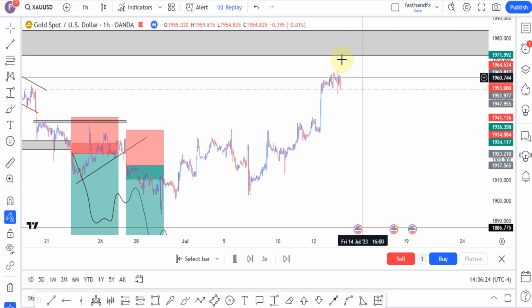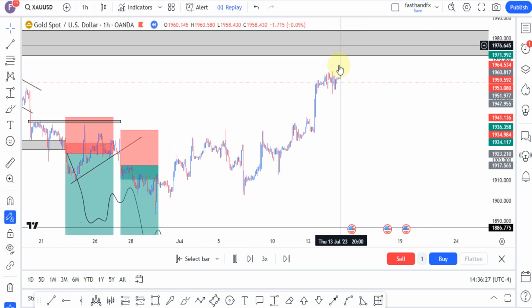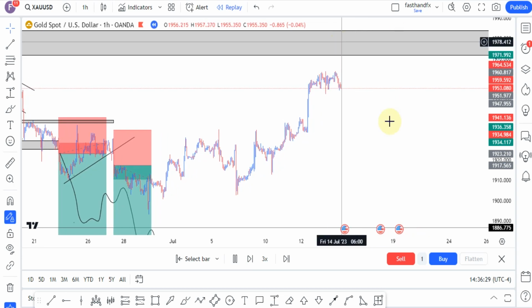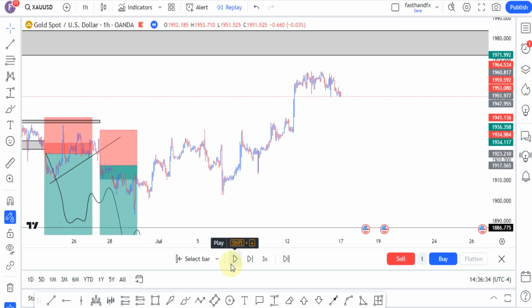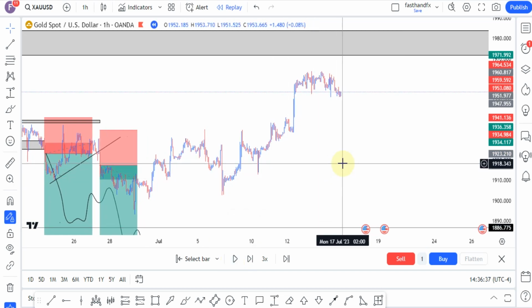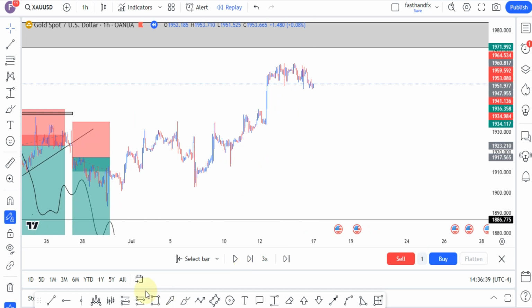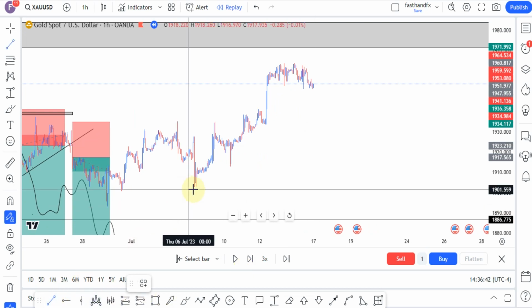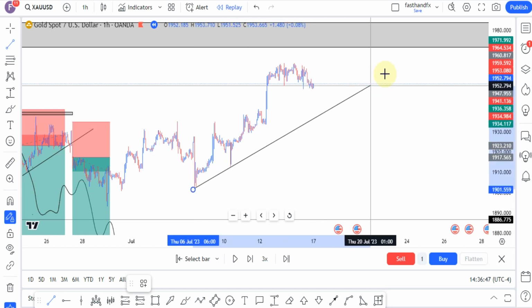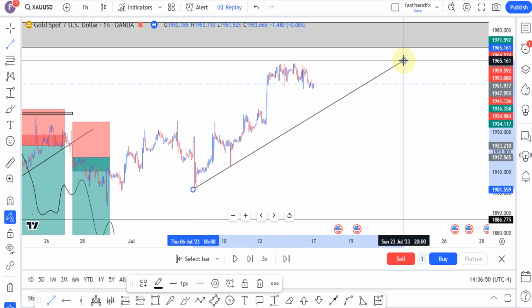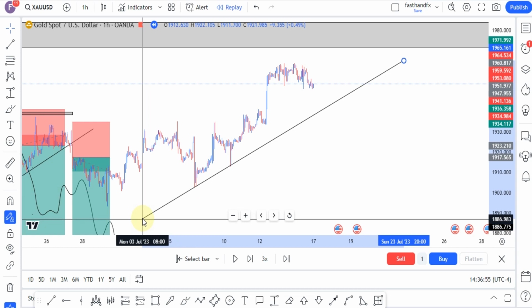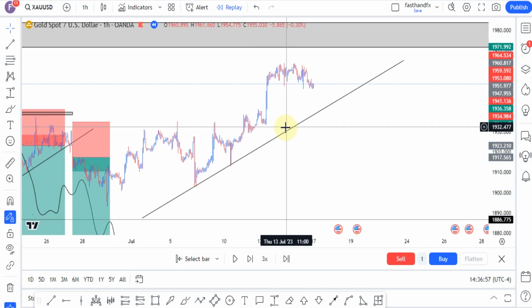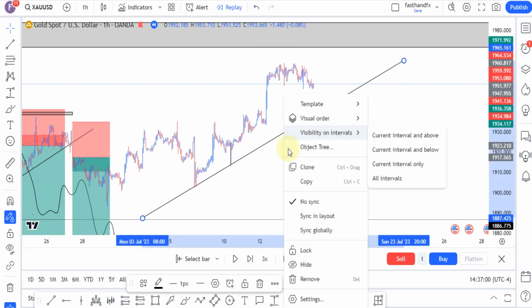Let's wait for the market to come maybe all the way up here. Then from there we can see if we'll be able to get another entry. So at this point, maybe we can try to understand what the market is doing here. Let's draw these and try to understand what the market is doing. Let's see if we can get other entries from this point.